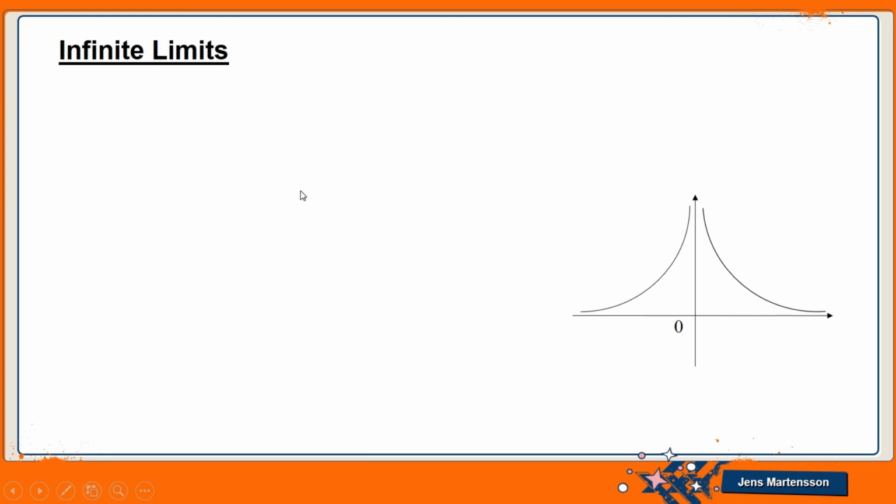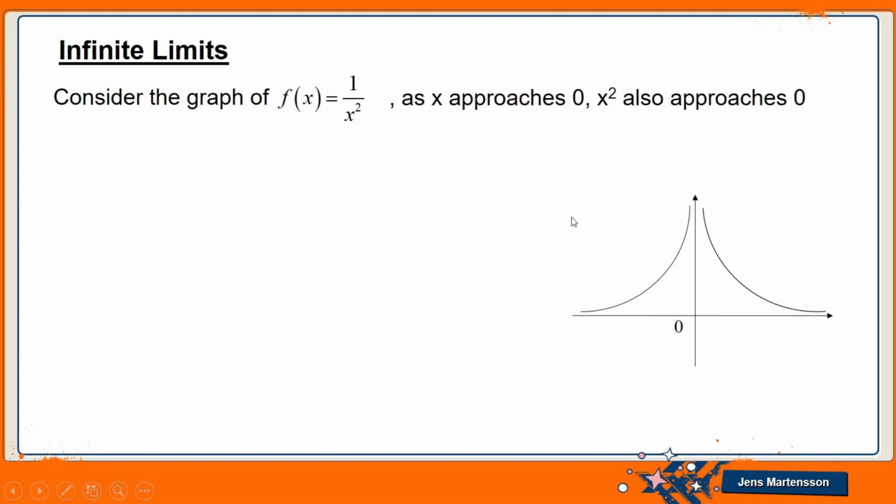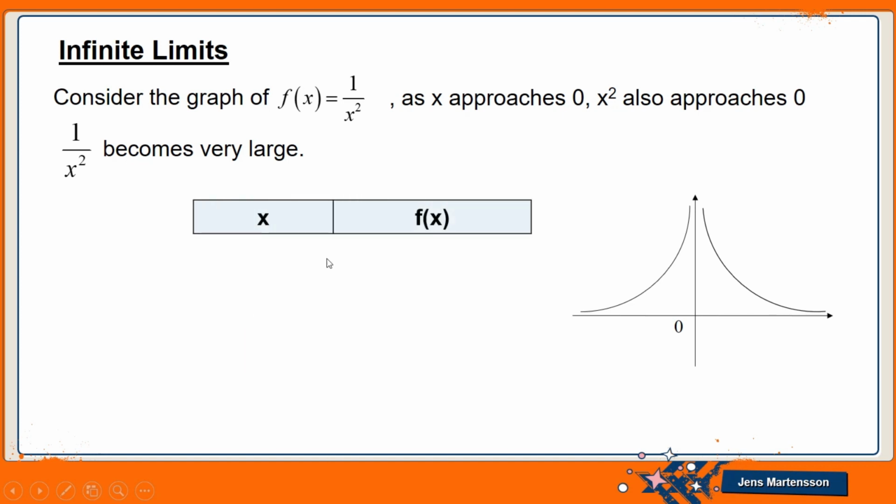Okay, infinite limit. Consider the graph of f(x) equal to 1 over x squared. When x approaches 0, x squared also approaches 0, and 1 over x squared becomes very large. When we substitute x equal to 1 in f(x), we get f(x) equal to 1, and you can see in the graph that 1 is here.